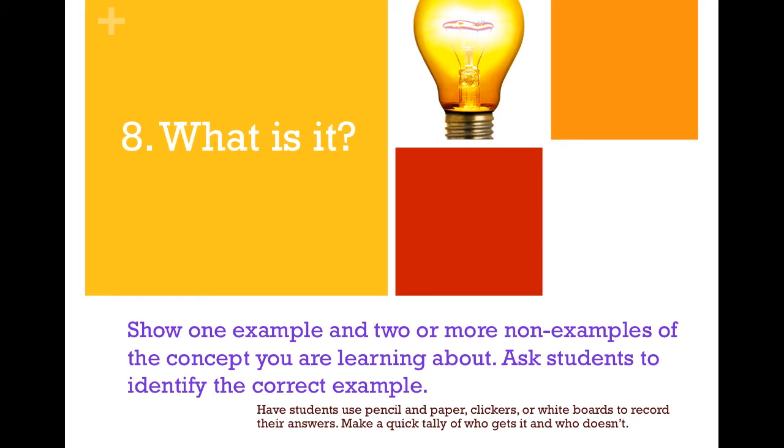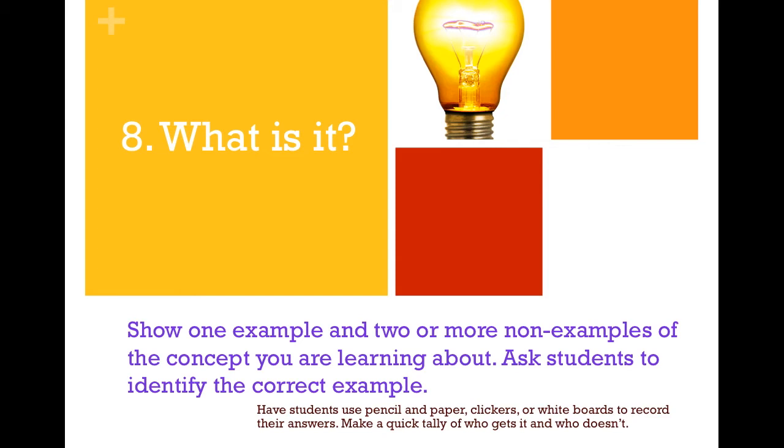So number 8, it's a game called What Is It? Gamifying anything will be much more engaging to your students. The idea of the game What Is It is that you show one example and two or more non-examples of the concept you're learning about. Ask students to identify the correct example. You can have students use a pencil and paper. You can use clickers if you have those in your classroom, or whiteboards that kids can hold up to record their answers. Just make a quick tally of who gets it and who doesn't.